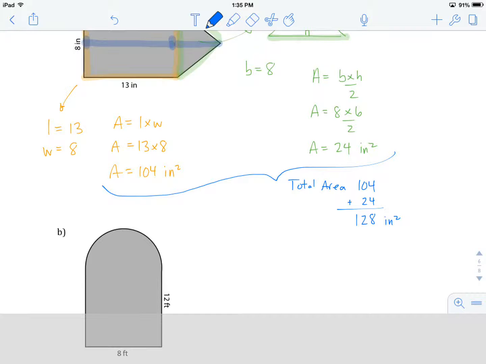So, a fair number of steps here. We have to be a little bit flexible in the way that we think about it. But in terms of our procedure, we want to take our composite shape and break it into 2 pieces, or as many pieces as we need to, find their respective areas, and then add them together at the end. So that's going to be our strategy.